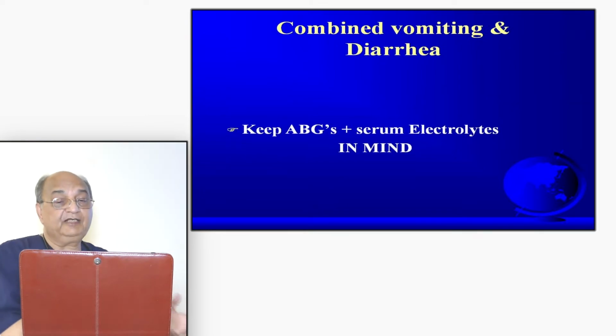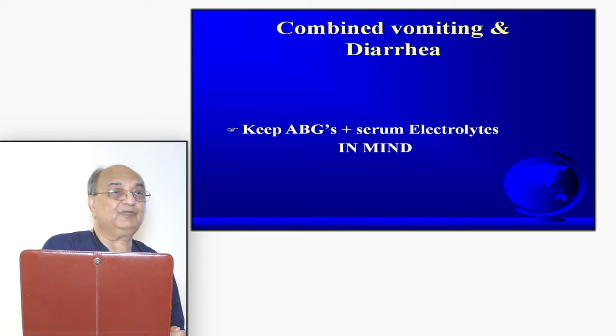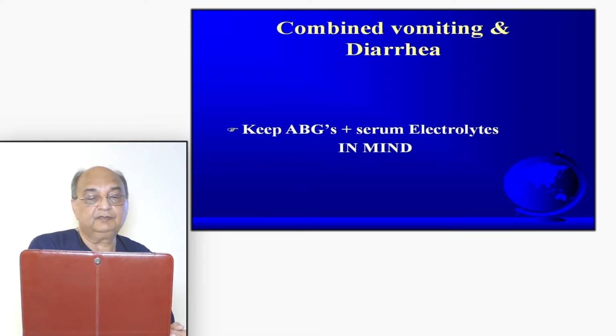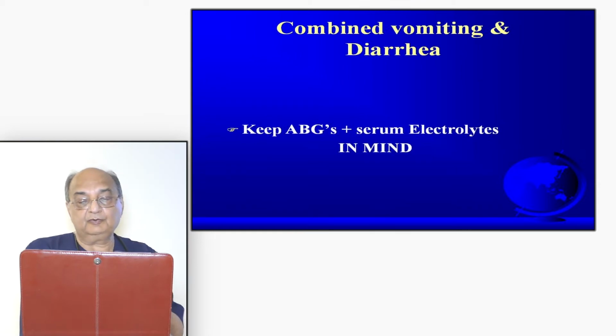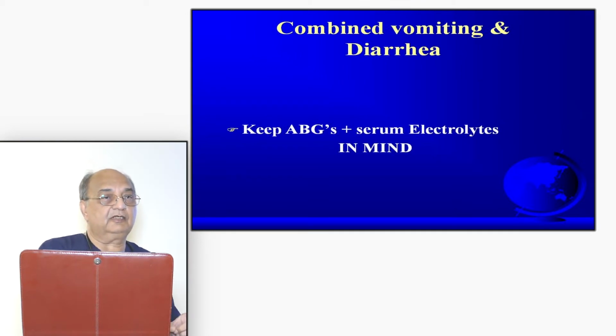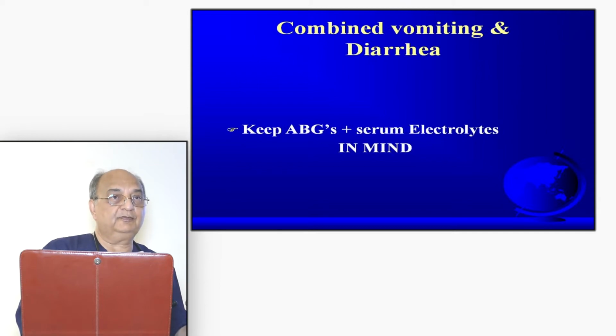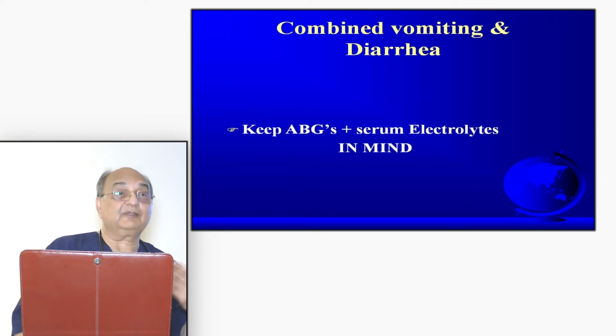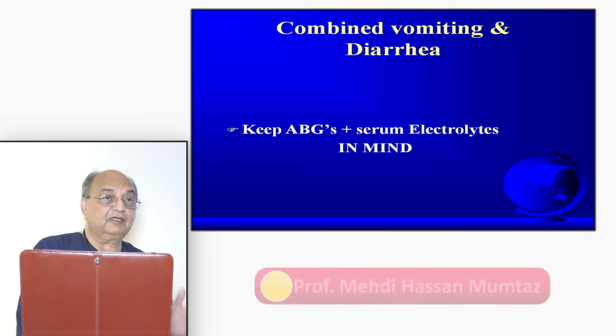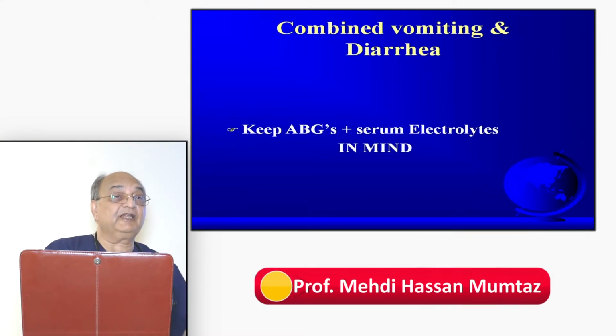But there is combined vomiting and diarrhea, gastroenteritis. So you do the serial ABGs and the serum electrolytes, and accordingly you choose the fluids. It can be a mixed picture, because with the diarrhea you go into metabolic acidosis, with the vomiting you go into metabolic alkalosis. So according to the electrolytes and ABG, you plan your therapy.